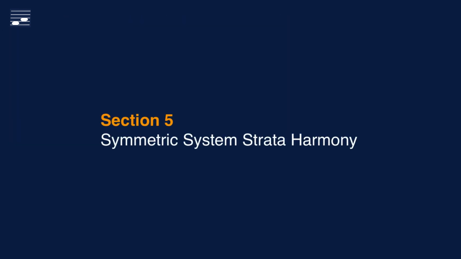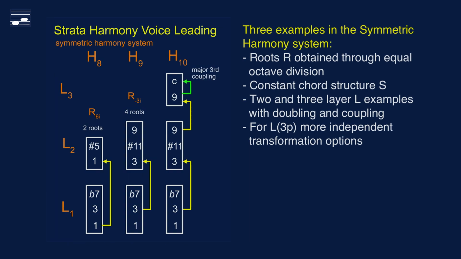We proceed with 3 examples in the Schillinger symmetrical harmony system. This implies that sets of roots are obtained through equal division of the octave. In the examples, I'll use constant chord structures. Now, some layers will consist of 3 parts, which increases the independent transformation potential significantly.